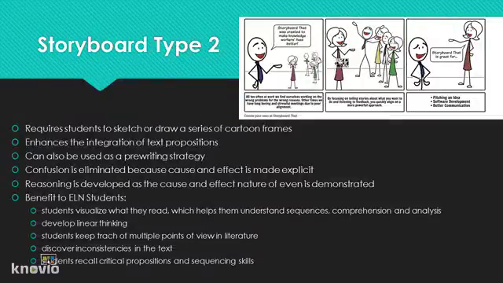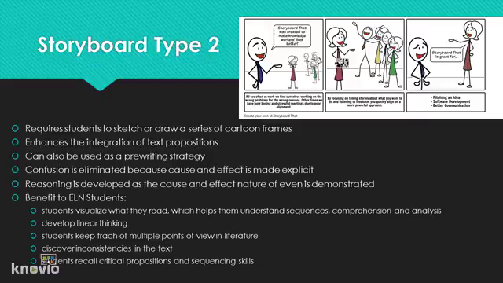So the second type of storyboard requires students to sketch or draw a series of cartoon frames. This practice enhances the integration of the text propositions, so students are able to learn what the text is saying better by drawing it out. It can also be used as a pre-writing strategy. The use of storyboards can help eliminate confusion because cause and effect is made explicit. Reasoning is developed as the cause and effect nature of events are demonstrated.